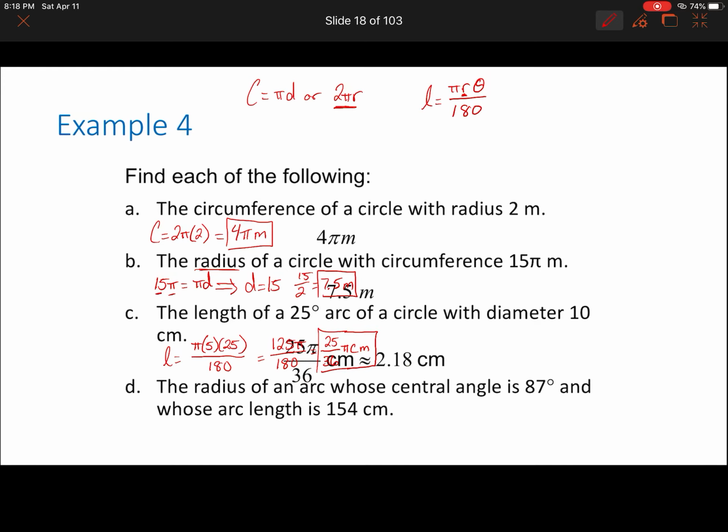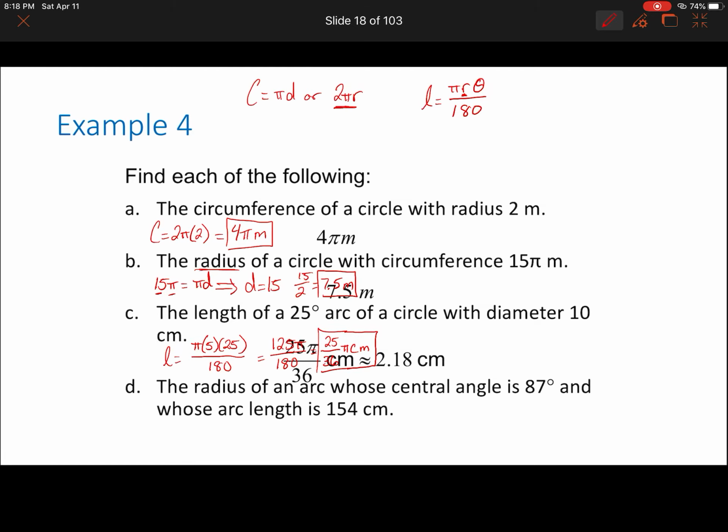Again, just using the formula, putting that in. Again, you can see I've written over where that shows up. But it is 25 pi over 36. And if you do punch that in the calculator, you'll see that it's about 2.18 centimeters. Again, that's not an exact number, but that is an approximation. If you have any questions about that one, let me know. Be glad to answer any questions you have.